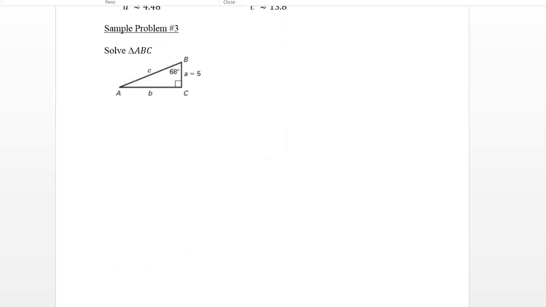Okay, so the first thing I'm going to do is take 180 degrees, subtract out my 90, subtract out my 68. That should leave me with an angle of 22. So that's an angle of 22. Now, what I'm going to do is what I suggested in the last one. Let's see here. I have 22, I have 68. So let's take a look. I have A equals 5. So I need to find side length B and side length C.